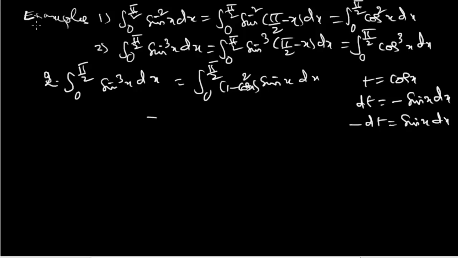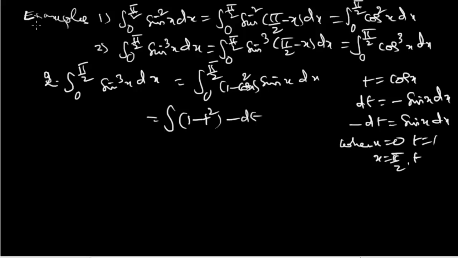Now come to the problem. Integral of 1 minus t squared into minus dt. Now let us see the limits. When x is 0, t is what? Cos 0. Cos 0 is equal to 1. When x is pi by 2, t is what? Cos pi by 2. Cos 90 is what? 0. So the limits become 1 to 0. So the minus sign brings 1 to the upper limit and 0 to the lower limit.